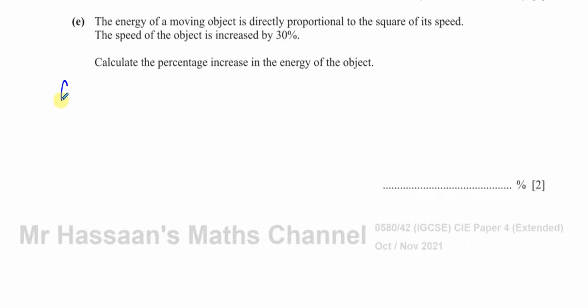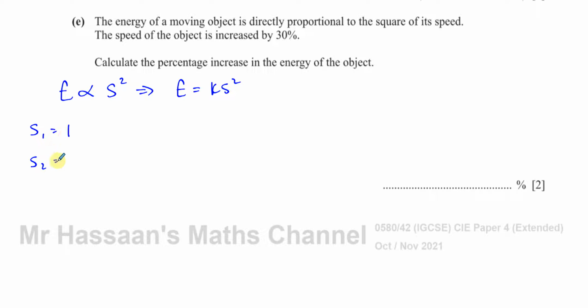So what we could say here is the energy is directly proportional to the square of the speed, which means that the energy is equal to k times s squared. Now, they didn't give us any values, but they told us that the speed of the object is increased by 30%. So let's assume that the first speed originally was, say, 1 meter per second, or whatever unit. It doesn't matter what unit it is. Supposing that was 1 unit of speed, and that increased by 30%.